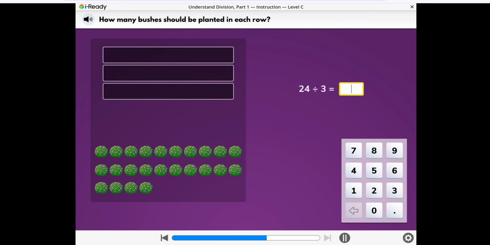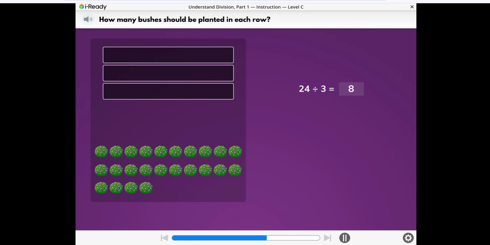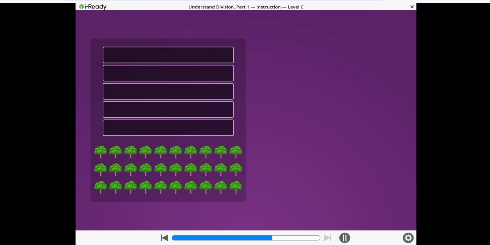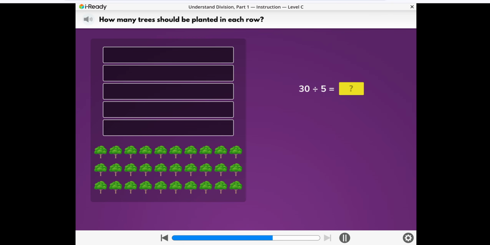The answer is 8. There are 30 trees and 5 rows. How many trees should be planted in each row?